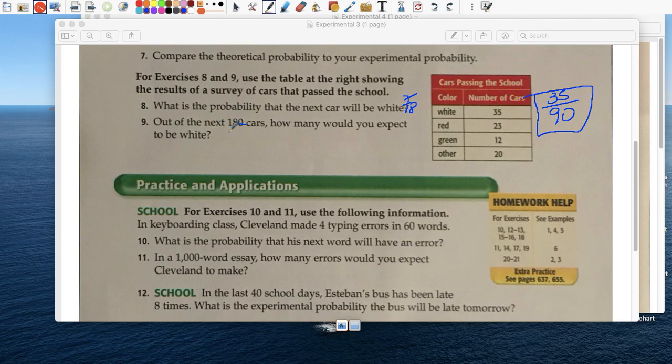Out of the 180 cars, based on this experiment, how many would you expect to be white? Well, the probability of a car being white and going by in front of the school was 35 out of 90. Now, if there were 180 cars, out of the next 180 cars that are going to drive by, how many would we expect to be white? Well, about 70. That simplifies by 2, and 35 times 2 is 70.